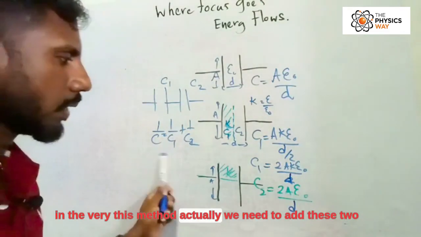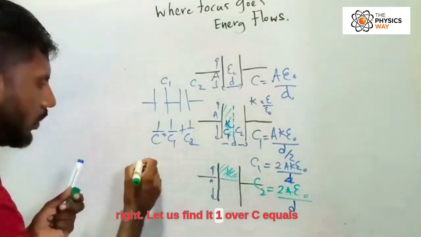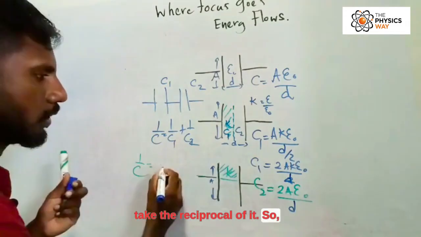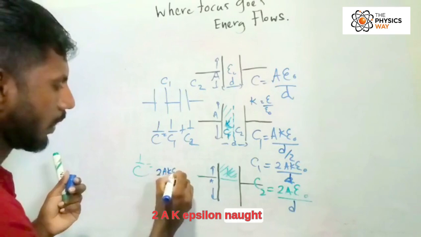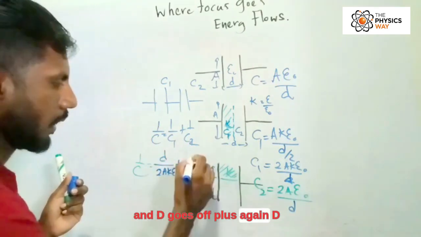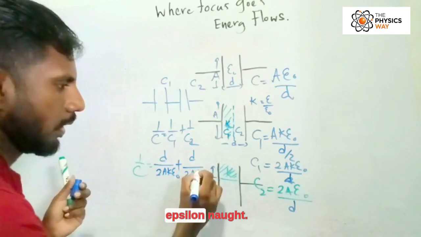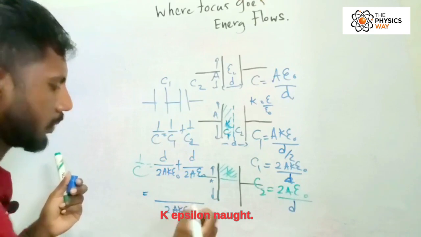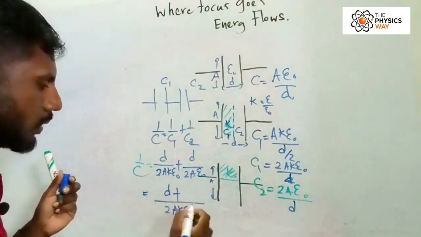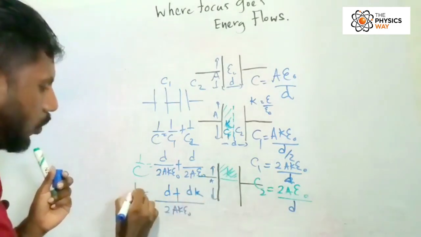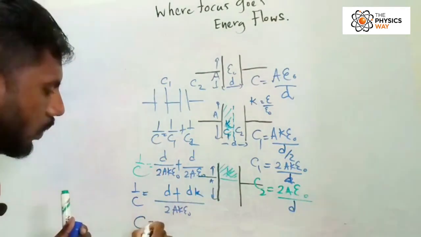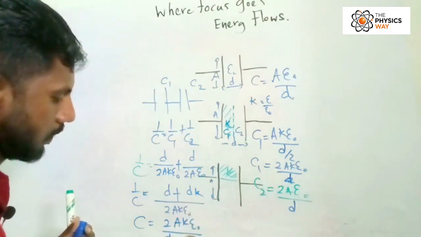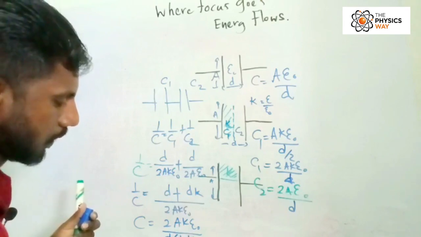In this method we need to add these two, right? Let's find it. 1 over C equals the reciprocals: D over 2AK epsilon naught plus D over 2A epsilon naught. Let's take the common denominator, 2AK epsilon naught, so it's D plus DK, so 1 over C equals that. Now again C equals 2AK epsilon naught over D, with the bracket 1 plus K.